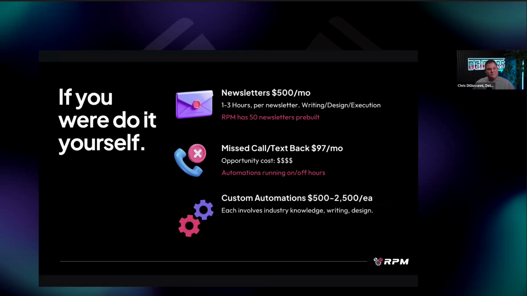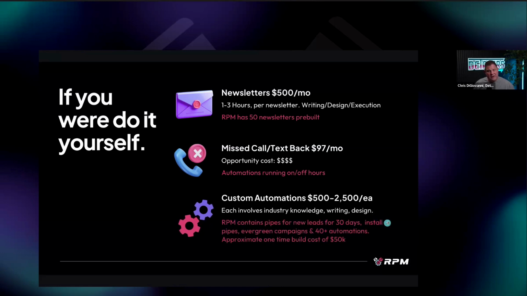Custom automations, and if Andrew St. Pierre is on here, he'll know exactly this. Every time you were to build something, it would cost you between $500 and $2,500, sometimes even just to figure it out. Is it broken? QA it. RPM has built over 45 automations out of the gate. Approximate build, just on the automation side, we're probably in the 50K territory for us alone.